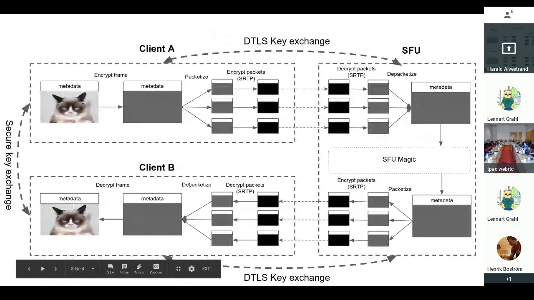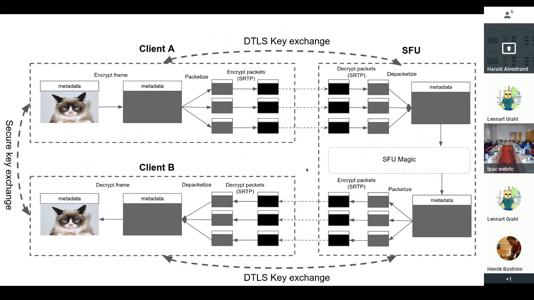Okay, here is the angry cat again. So basically the idea is there are 2 clients, A and B. They want to send this awesome cat picture. So there are multiple key exchanges here. On the left, there is a secure key exchange out of band between client A and client B. This is for end-to-end encryption. But there is still the typical DTLS handshake between the client and SFUs for the hop-by-hop encryption.